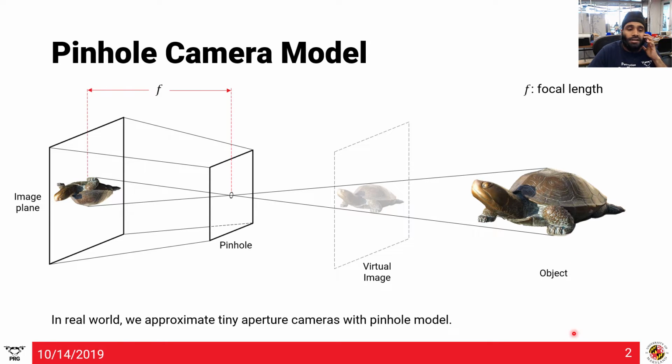So in the real world, rather than having a pinhole, you have a convex lens. Okay, and notice that this f is the focal length for this camera.